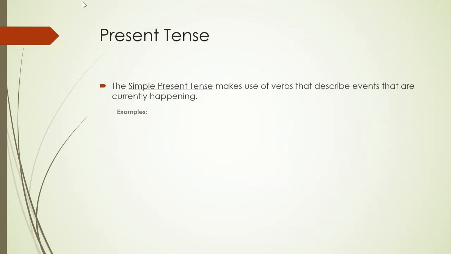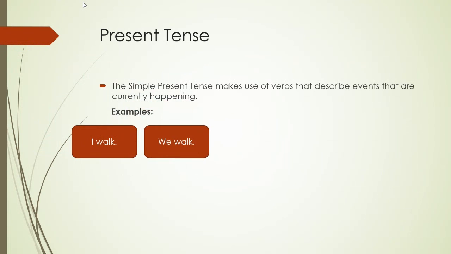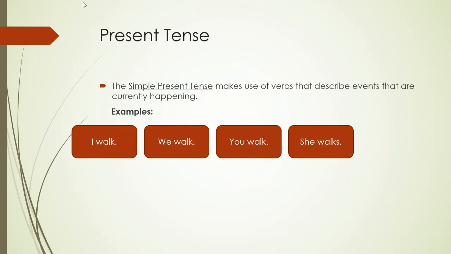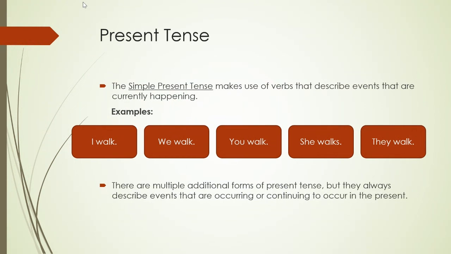Now let's discuss the present tense form of verbs. The simple present tense use of verbs describes events that are currently happening. Some examples include: I walk, we walk, you walk, she walks, they walk. These verbs are all examples of the present tense, since they describe an action that is occurring at the present moment. There are many additional forms of the present tense, but just remember that the present tense always describes events that are occurring or continuing to occur in the present.